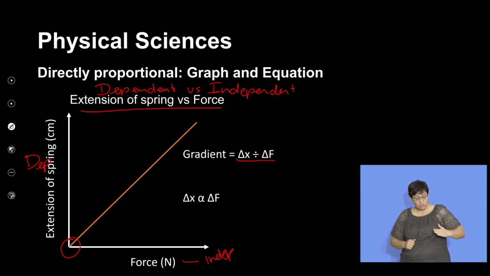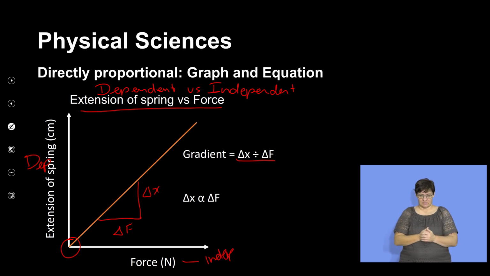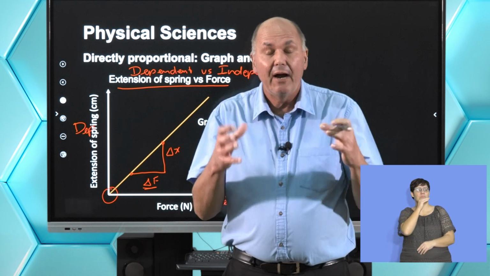We can work out the gradient by looking and seeing the change in the force. So the change in the force would be written over there, and the change in the extension would be written over there. And we can measure that by looking at the different coordinates on a piece of graph paper and working at that. In the end, we're going to take the value for the dependent variable and divide it by the value for the independent variable. And in the end, we're going to say that because of the graph structure, the change in x is directly proportional to the change in F, or simply x is directly proportional to F. This little alpha sign says in shorthand directly proportional.